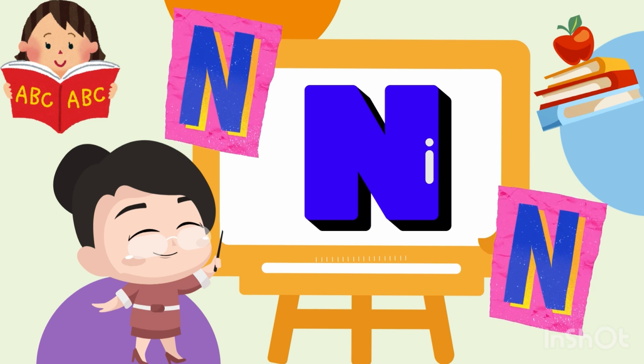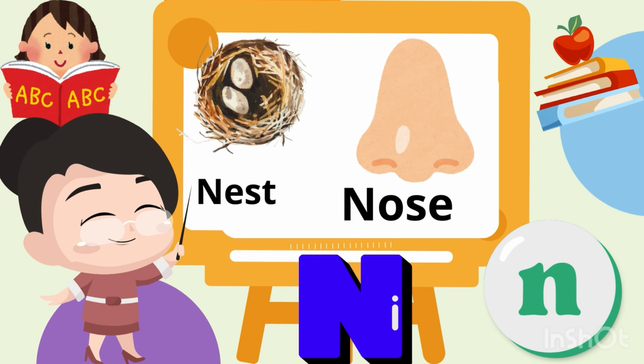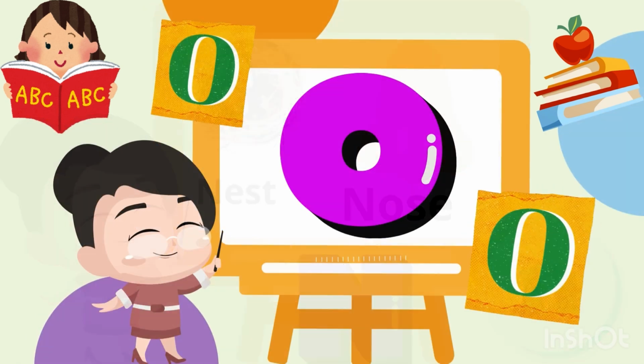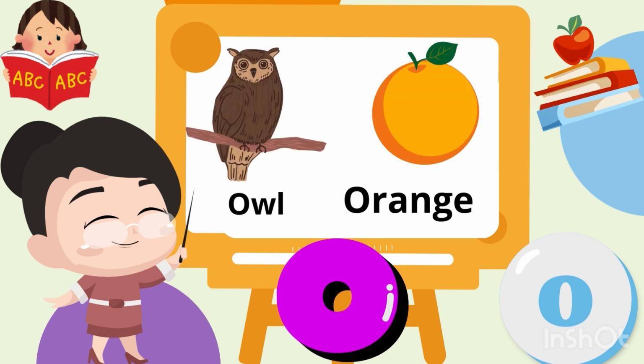N is for nest. N is for nose. O is for owl. O is for orange.